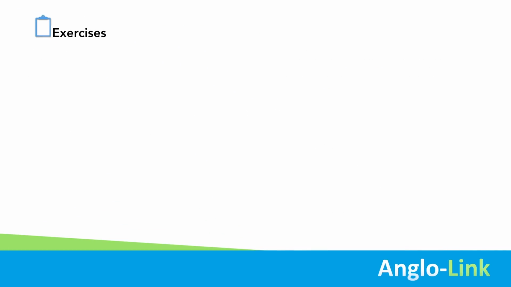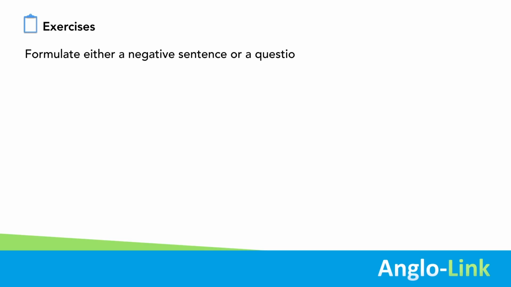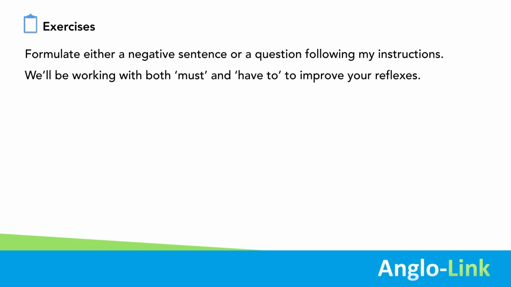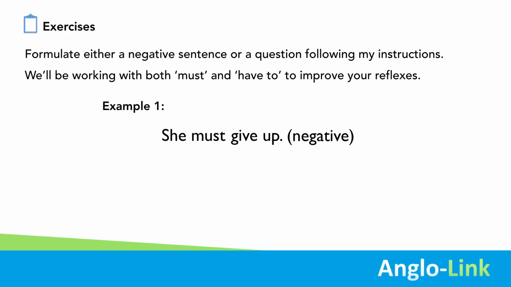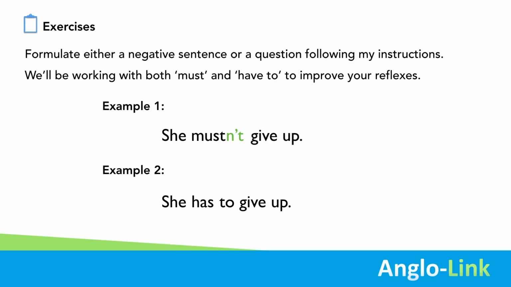Okay then, it's time for our exercises. I'd like you to formulate either a negative sentence or a question following my instructions. We'll be working with both must and have to improve your reflexes. For example, we may have the sentence she must give up, and I would ask you to make it into a negative sentence. With must, it's a direct negative. She mustn't give up. But if the sentence was she has to give up, and I asked you to make it negative, now you need to use an auxiliary, which is doesn't. And don't forget that after doesn't, you need to use the base verb.